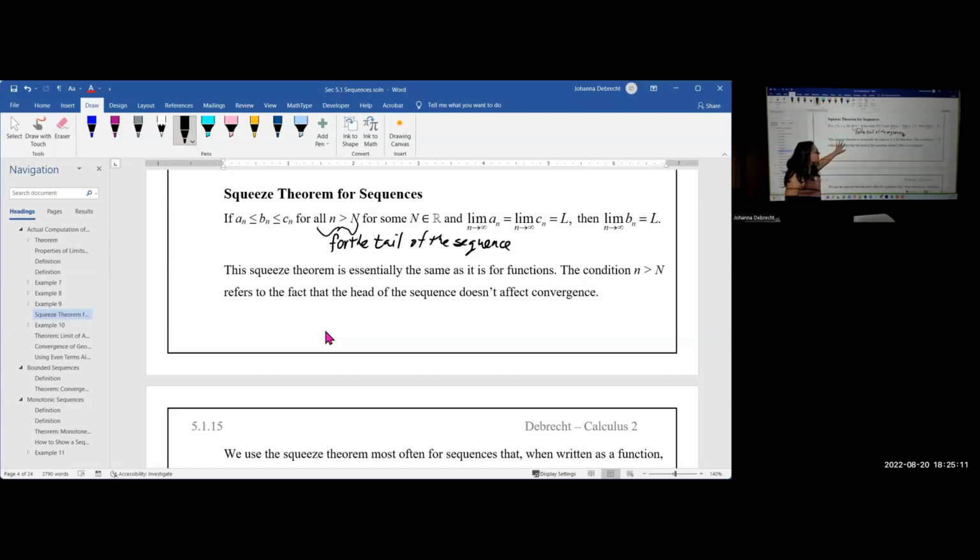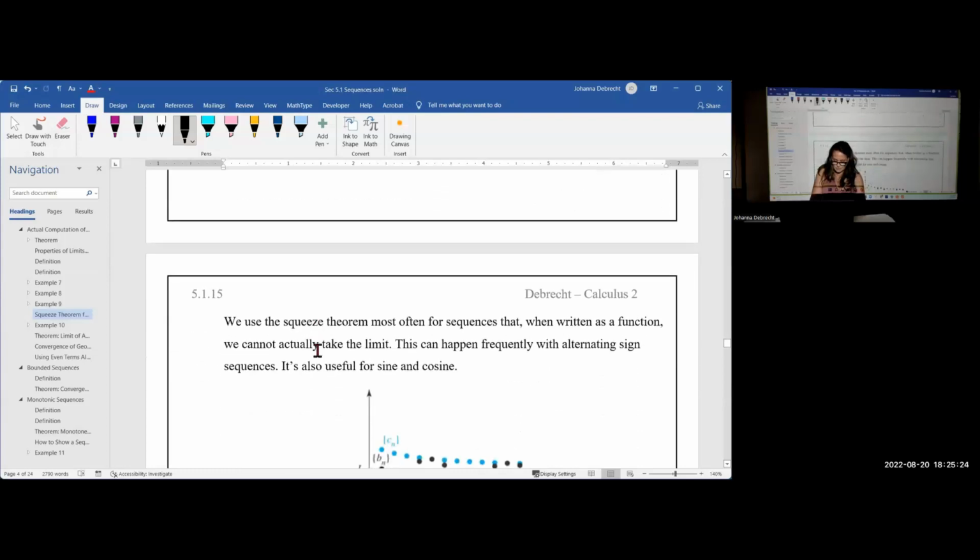Okay, so essentially it's the same as it is for functions. And again, the head of the sequence, the first finite number of terms, does not affect the convergence. It's only the tail. So it only has to be true for the tail.